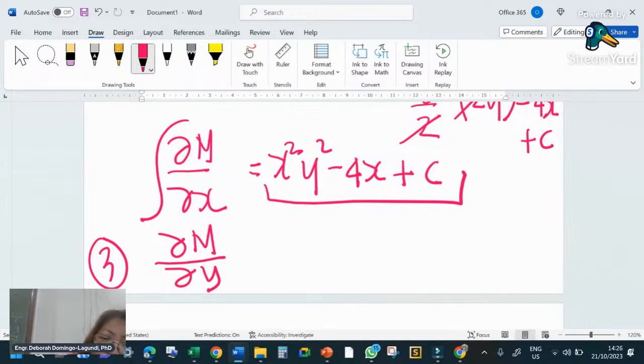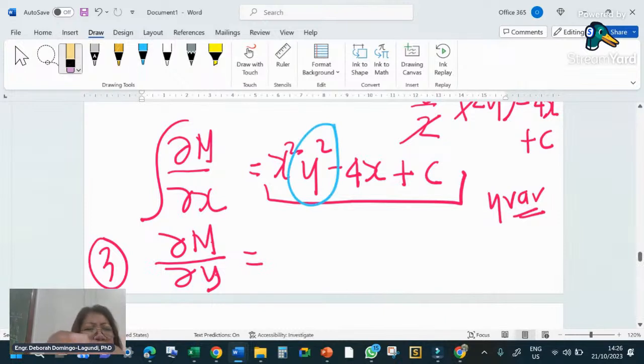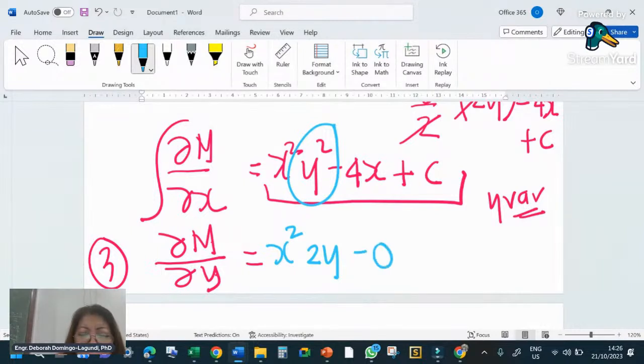Earlier, we integrated the partial derivative of M with respect to x. The third step is to differentiate, taking y as the variable. So let's encircle y in here. There you go. And what's the partial derivative? That will be 2y. x squared is a constant, 4x is a constant, so that will be 0 plus c. From here, you can get c prime.